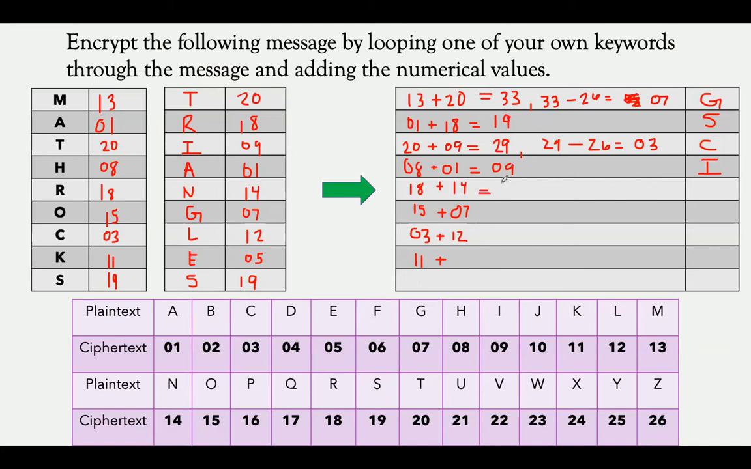Then I did 18 plus 14, which gave me 32, minus 26 was 6, which is F. Then I did 15 plus 7, and that was V, which is 22. My marker's just going off a little bit. Then 12 plus 3, which was 15, which is O. And then 11 plus 05, which is P, 16.